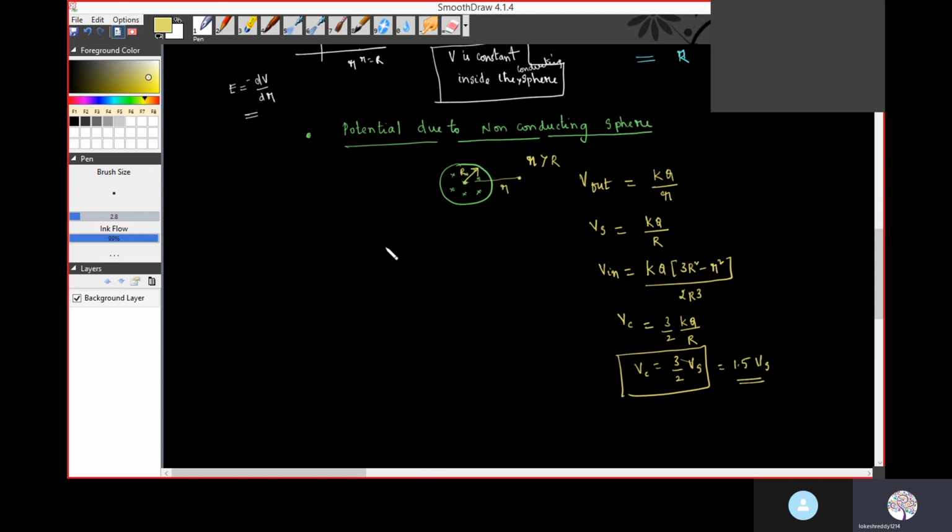Okay, so if you draw the graph between the potential and the distance, then we get something like this, because its potential is 3 by 2 r. So you get a graph like this, potential versus distance, and this is the potential on the surface.